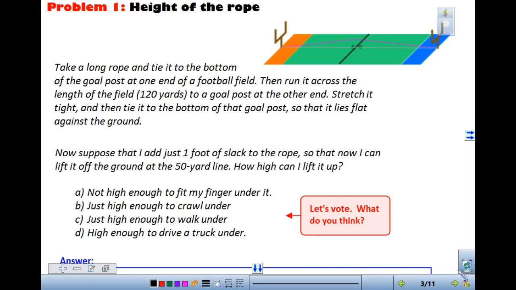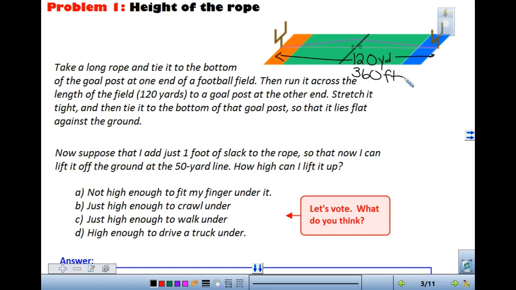Take a long rope and tie it to the bottom of the goal post at one end of a football field. Then run it across the length of the football field to a goal post at the other side. Stretch it tight and then tie it to the bottom of the goal post so that it lies flat on the ground. Now suppose that I added 1 foot of slack to the rope so that now I can lift it off the ground at the 50-yard line. How high can I lift it up?